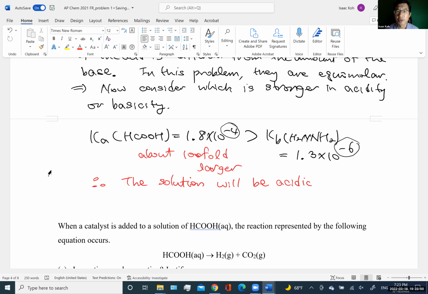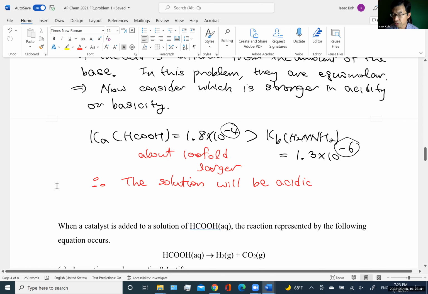One is 10 to negative 4. The other one is 10 to negative 6. 10 to negative 4 is 100-fold larger than 10 to negative 6. So we see that the Ka value of methanoic acid is about 100 times larger than the Kb value of hydrazine, meaning that methanoic acid is stronger in its acidity than the basicity of hydrazine. So the solution will be acidic when we are given the same mole number of these two chemical species, because methanoic acid is stronger in its acidity and it will function stronger.